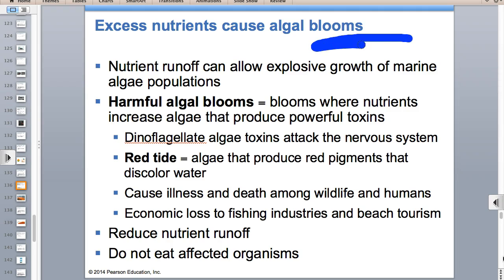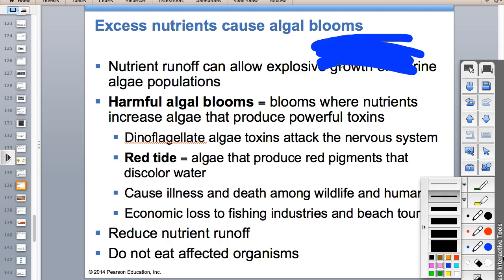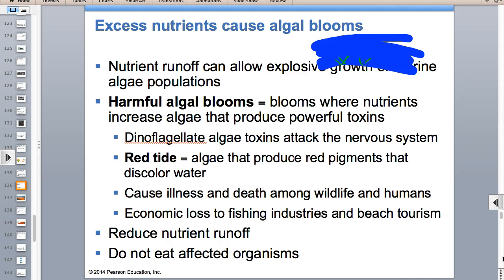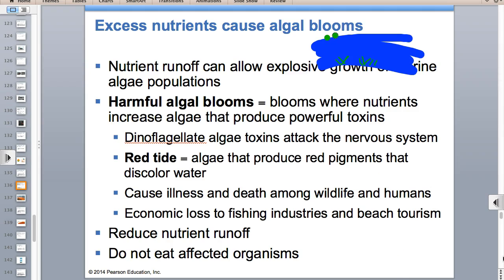So if this is a lake and this is the bottom of the lake, okay, and then I have some aquatic plants that live in the bottom of the lake. Now if I have an algae bloom, the algae bloom is going to float on top of the water, and it's going to increase the turbidity of the water. And so these benthic plants will not be able to perform photosynthesis.